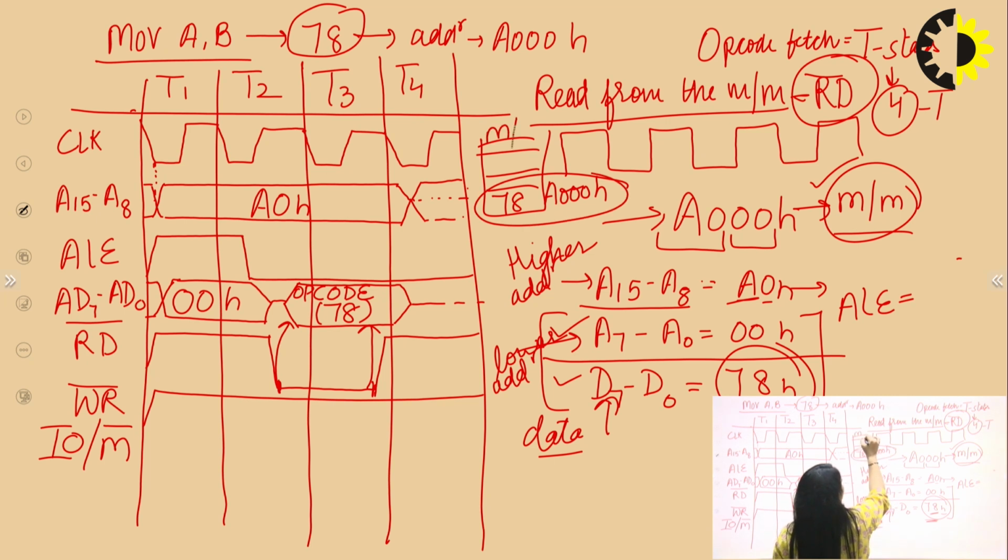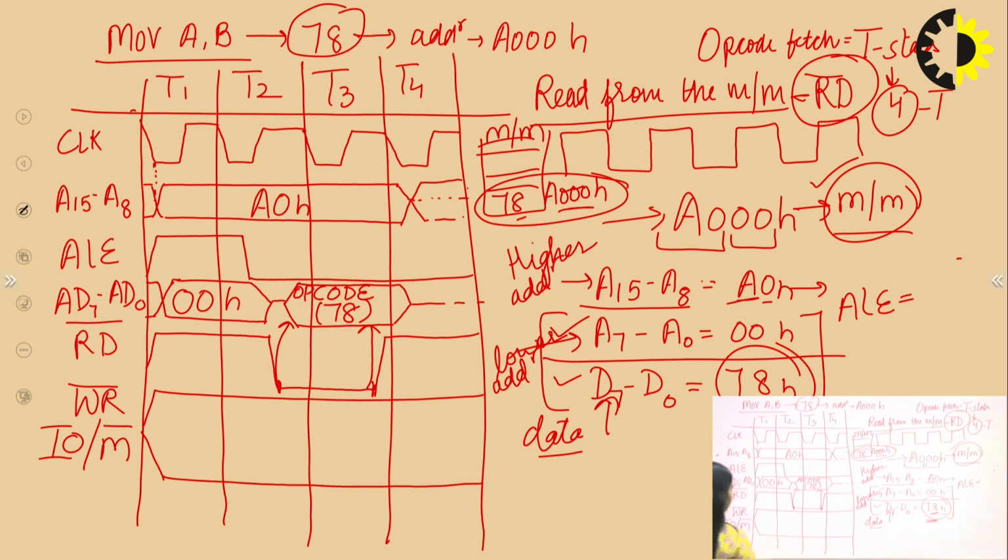This is memory. So both the opcode and the operand the microprocessor is getting from the memory. So that is why I need IO/memory bar, and memory bar is an active low signal. For the whole period, for all the T states, the value of IOM bar is 0. So this is the complete timing diagram for opcode fetch.